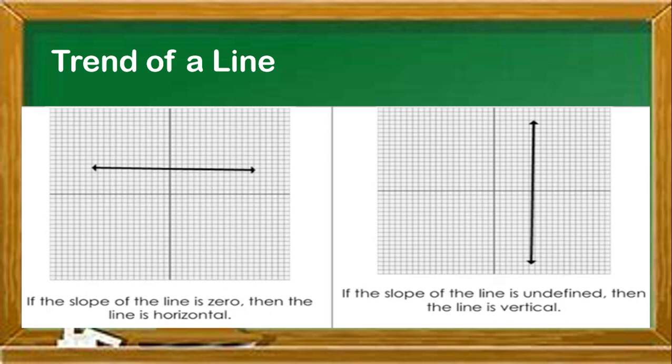If the slope of the line is 0, then the line is horizontal. So if the slope here is 0, the line is horizontal. And if the slope of the line is undefined, then the line is vertical.